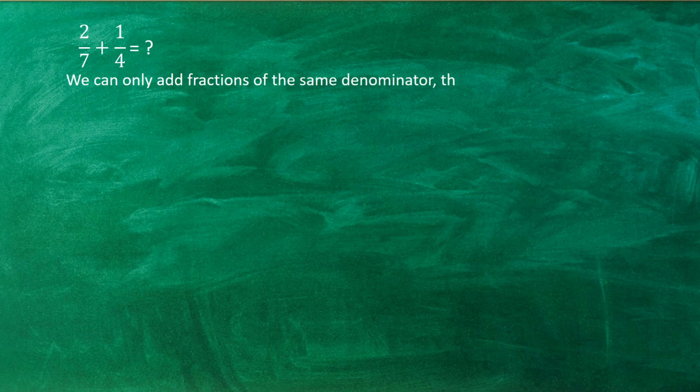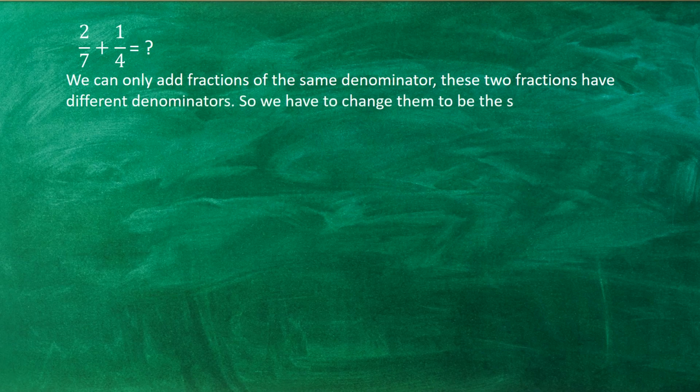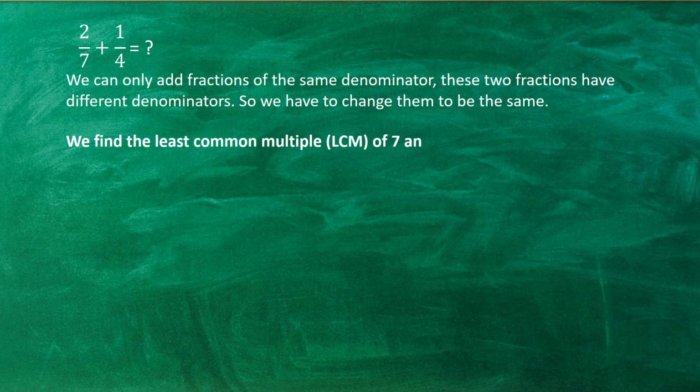In this particular example, we are given two fractions, 2 over 7 plus 1 over 4. We are required to add them. Now we said that we can only add two fractions if they have the same denominator. 7 and 4 are different denominators. We're going to have to change them to be the same. To do that, we'll need to find the LCM of 7 and 4. We said the LCM is the least common multiple.